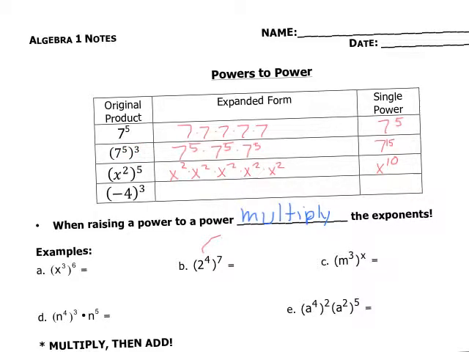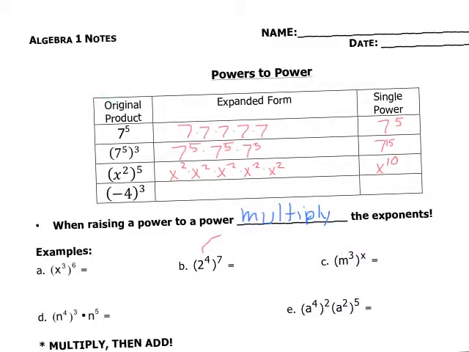So if I have 5 of them written out 3 times, it's logical to me that I would multiply 5 times 3 to get 7 to the 15th. If I have 2 x's, that's x squared, written out 5 times. Well, if I have 2 of them written out 5 times, that's 2 times 5, which is 10. So I get my x to the 10th. Okay? Let me drive home one more point with our top box before we move on to some examples.